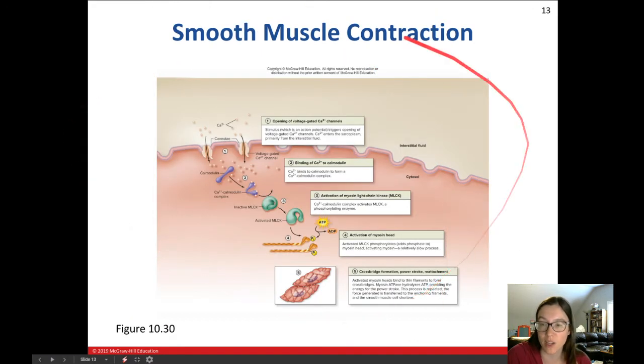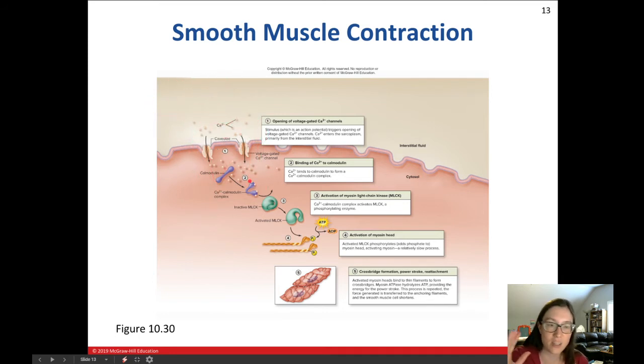All right, so this is the picture. And the first thing that happens is, we said there are lots of different calcium channels, and some of them respond to stretch, some of them respond to a nerve impulse, some of them respond to voltage, which would be like a nerve cell. So a stimulus, which could be an action potential, it could be stretch, it could be something else, is going to trigger the opening of voltage-gated calcium channels. And calcium is going to enter from the outside of the cell into the inside of the cell.